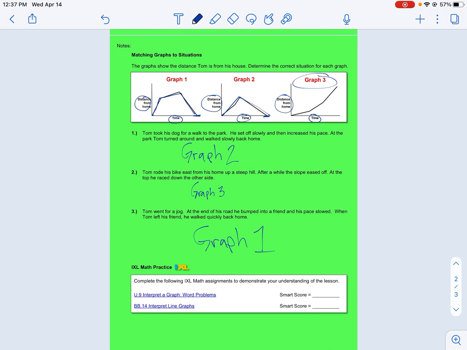All right, ladies and gentlemen, that concludes our lesson today for lesson 7.4, which is on interpreting graphs. We've got an IXL and a worksheet to complete.